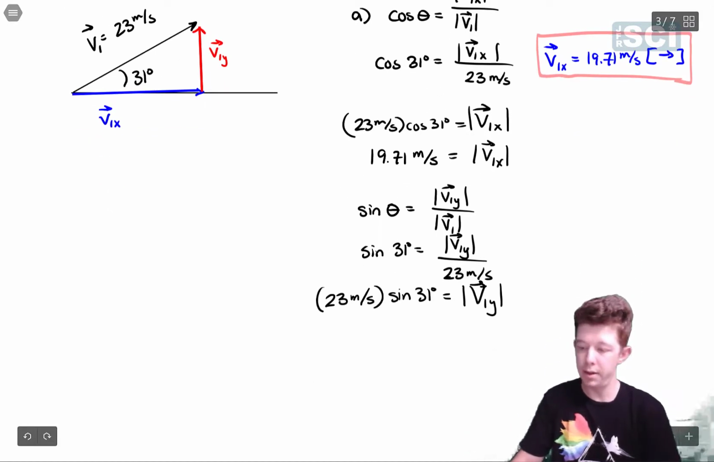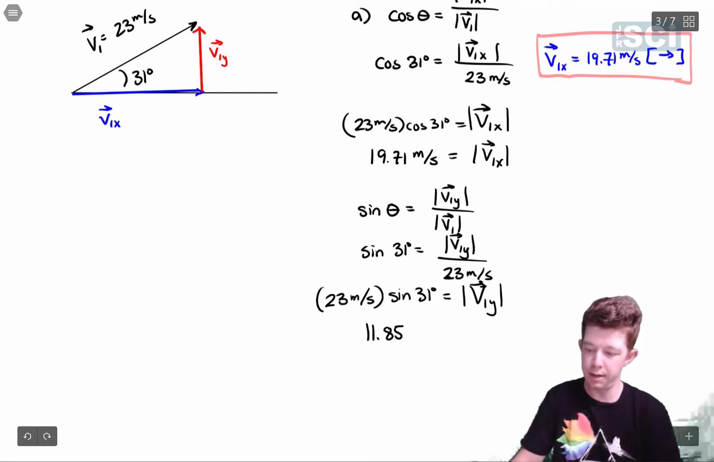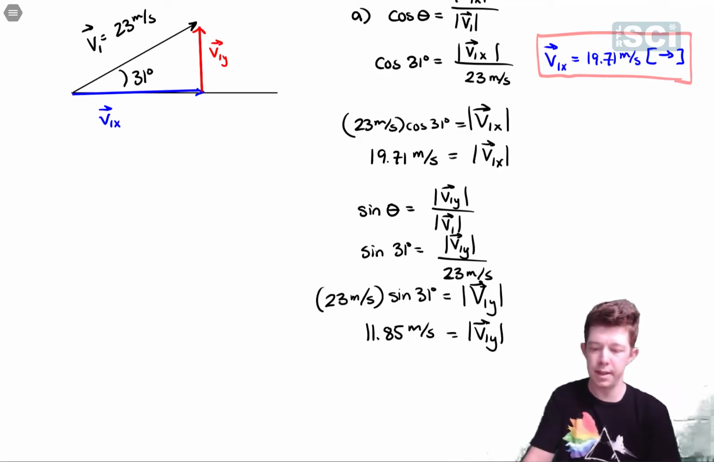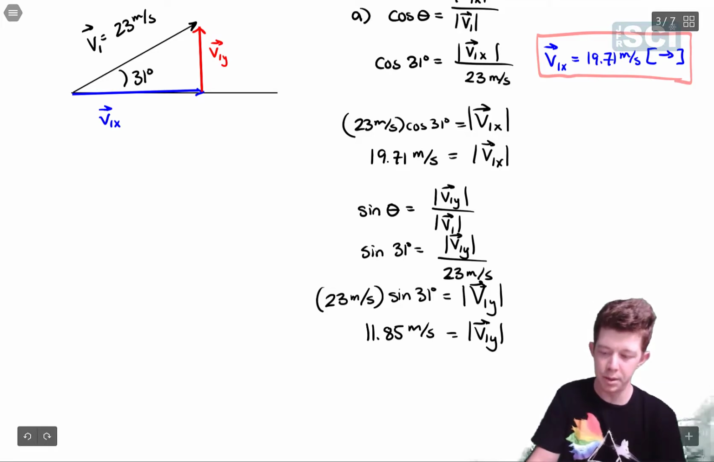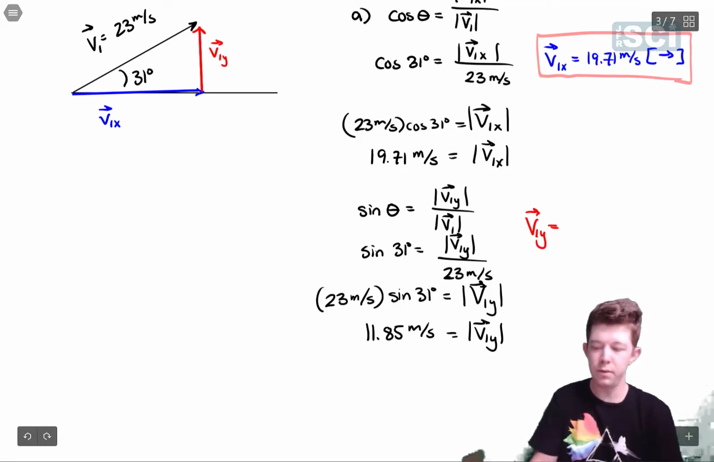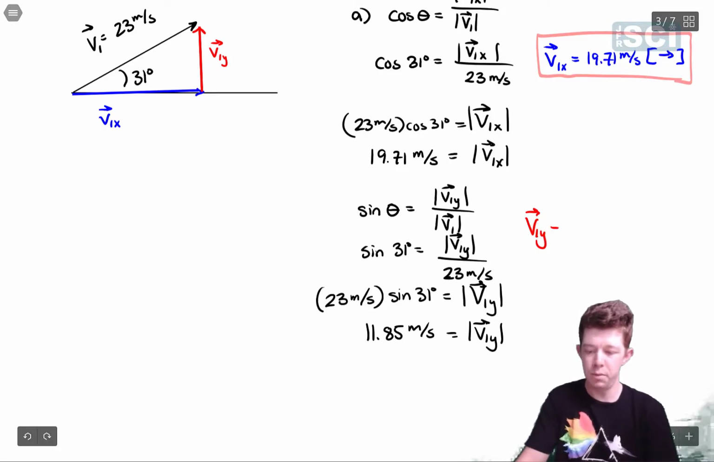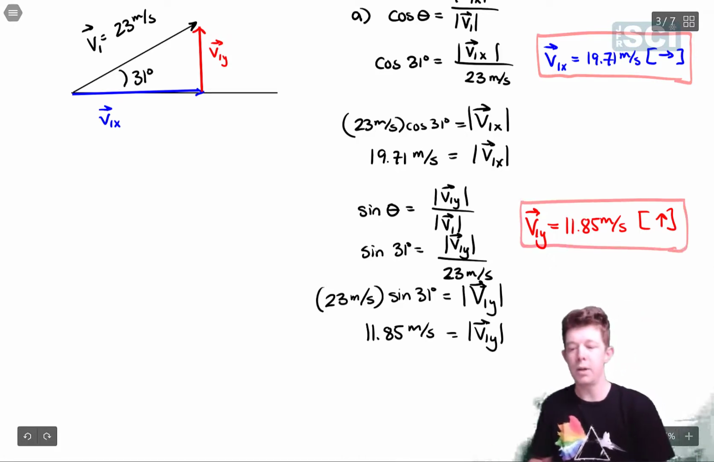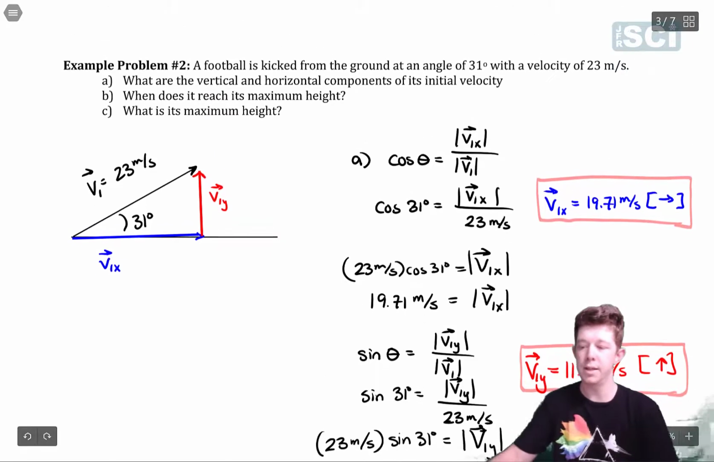I can actually go ahead and calculate that. It gives me 11.85 meters a second as my speed in the y direction. Now we can look at our picture and say that that y direction is upwards. So v1y, the initial velocity in the y direction, can be written as 11.85 meters a second. Based off our picture here, we'll say that that is up. So there is our answer to part A. We now have the components of the initial velocity in the x direction and the y direction.